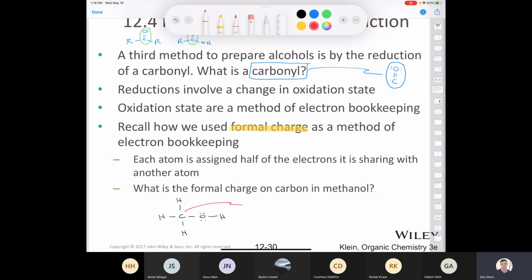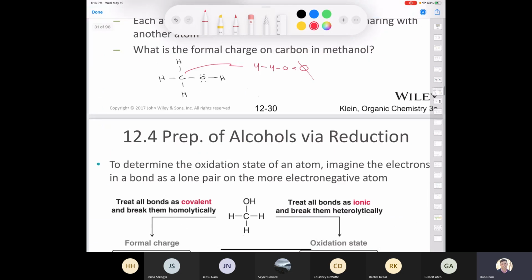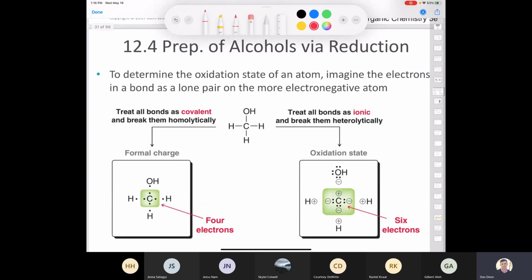So how do we calculate the formal charge, right? We have 4 valence electrons for carbon because it's in group 4A. Subtract 4 sticks and 0 dots. So it's got a formal charge of 0. However, it does not have an oxidation state of 0. So the way that we determine the oxidation state is quite a bit different from the way that we determine the formal charge on a carbon atom. So here we go. It says, to determine the oxidation state of a carbon atom, we imagine the electrons in a bond as a lone pair, and that pair of electrons will go to the more electronegative atom.